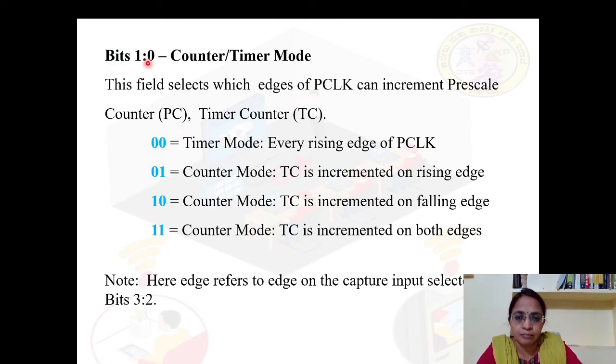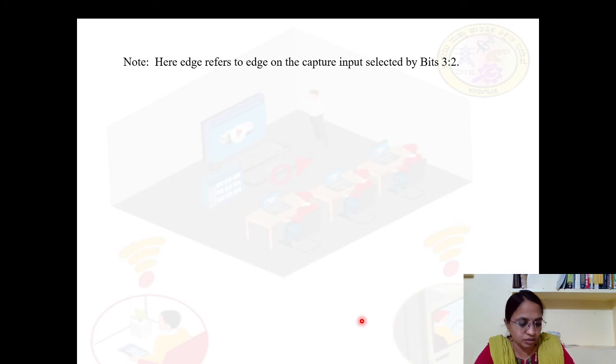Okay, so timer mode or counter mode can be selected by writing either 0, 0 or any other value into these 2 bits. So when it is in the counter mode, on which edge of the capture input the timer counter is incremented will be decided by whether these bits are 0, 1, whether these bits are 1, 0, and whether these bits are 1, 1. Okay. So here the edge refers to what? The edge of the capture inputs selected by the next 2 bits of this register.